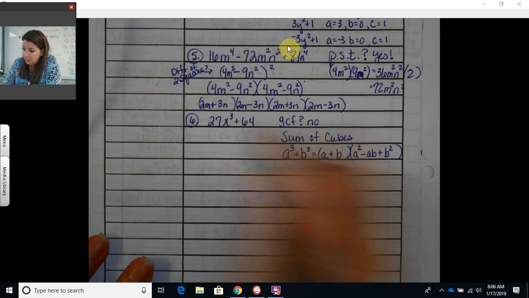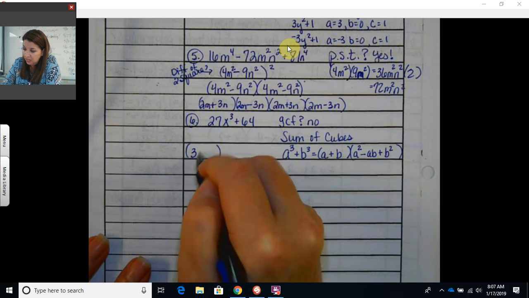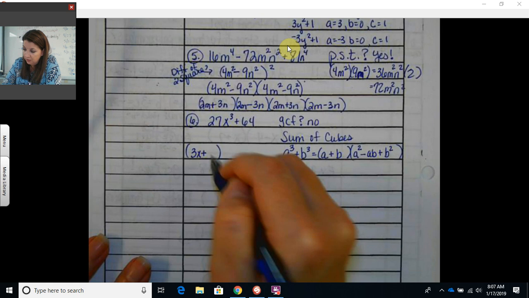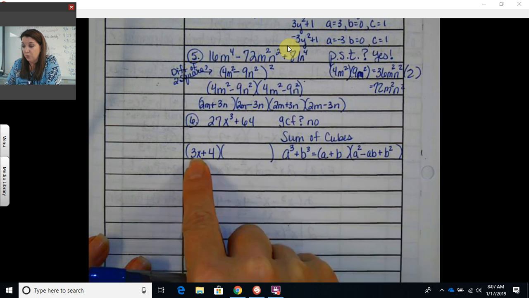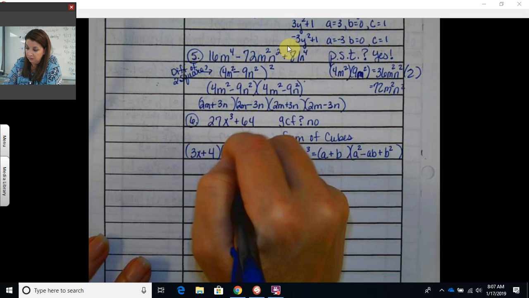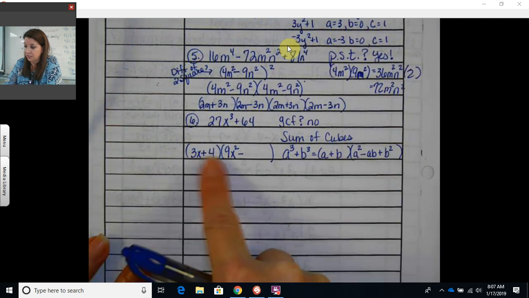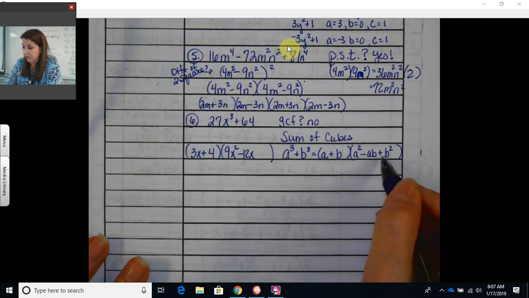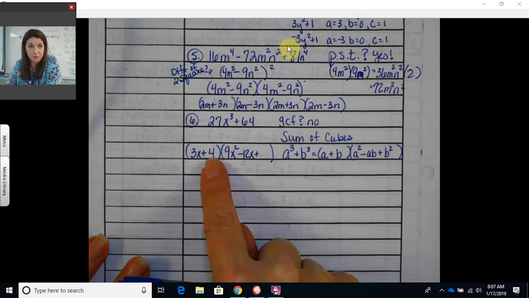So my first set of parentheses, what is the cube root of 27x cubed? 3x. What's my sign? Plus. What's the cube root of 64? 4. Second set of parentheses, I have to square the first term in the first set of parentheses. 3x quantity squared is what? 9x squared. The sign is now opposite of what it was in the first set. To get the middle term, you multiply the numbers in the first set, so 3x times 4 is 12x. Last term, you add b squared, so 4 squared is 16.